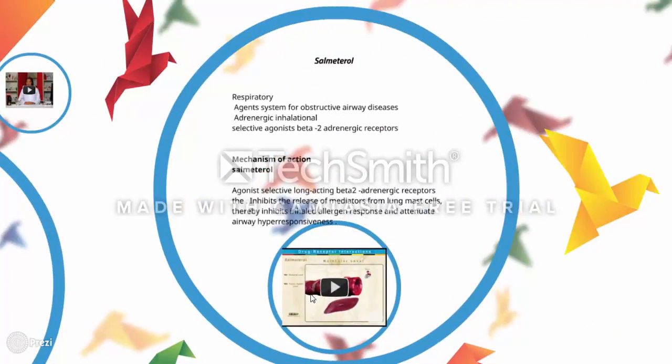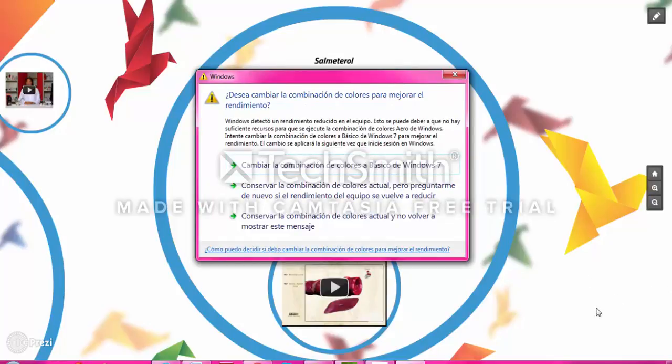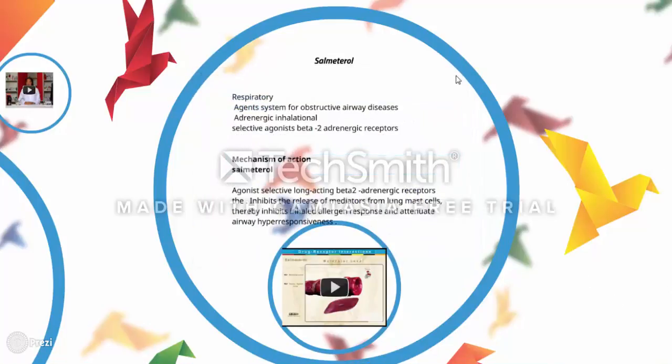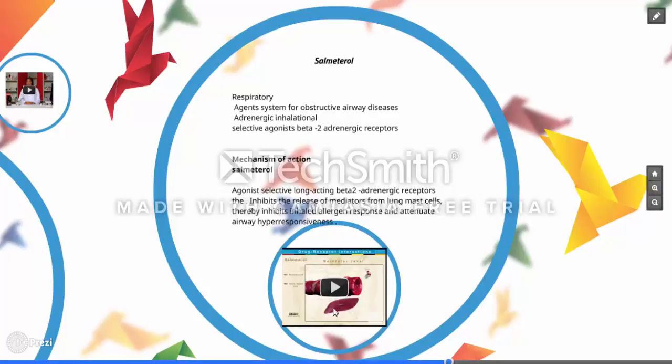Salmeterol is a respiratory system agent for obstructive airway disease, adrenergic inhalation. Selective agonist of the beta-2 adrenergic receptor. Mechanism of action of salmeterol: selective long-acting beta-2 adrenergic receptor agonist. Inhibits the release of mediators from lung mast cells, thereby inhibiting the inhaled urgent response and attenuating airway hypertension.